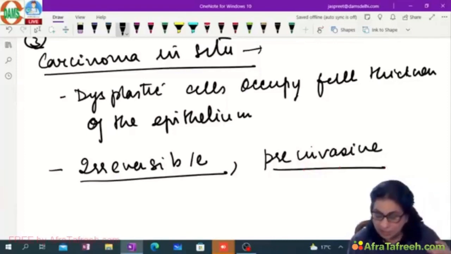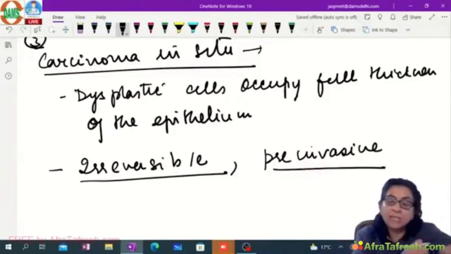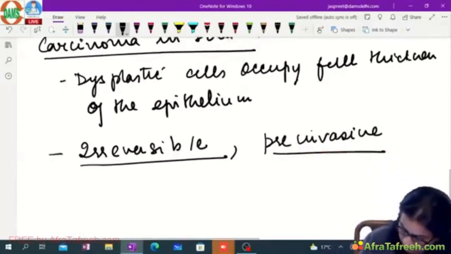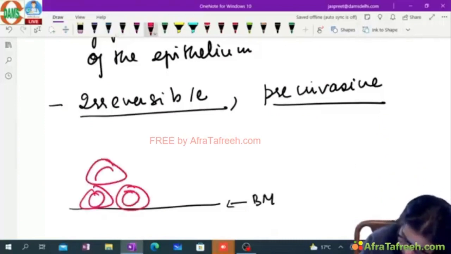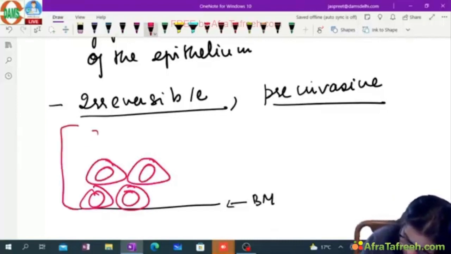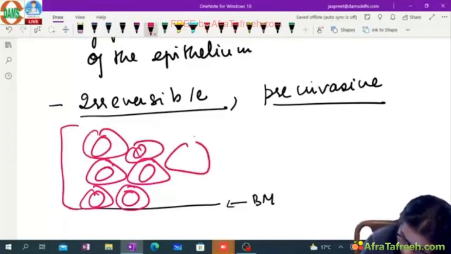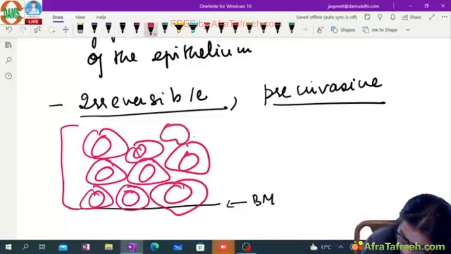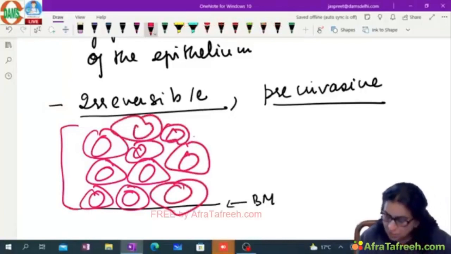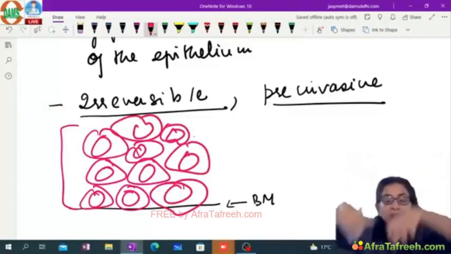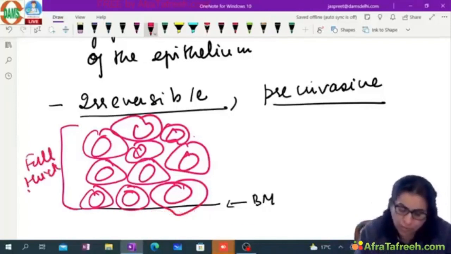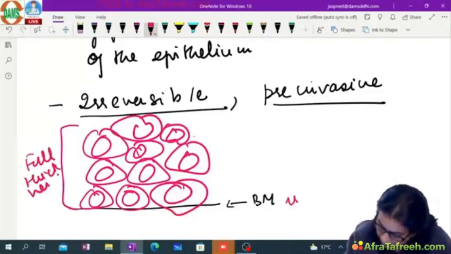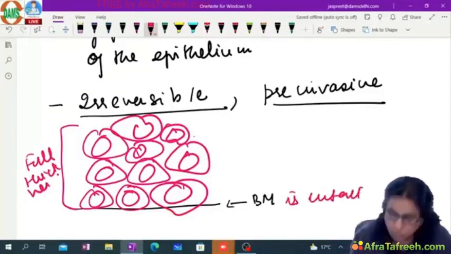So when the whole thickness of the epithelium is involved, but the basement membrane is still intact. If you see, this is the basement membrane, intact, but the full thickness is occupied by these dysplastic cells, which have a big nucleus. They have lost their orientation, but they have not yet pierced the basement membrane. This is called carcinoma in situ.